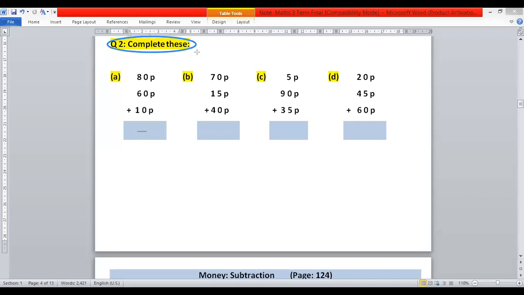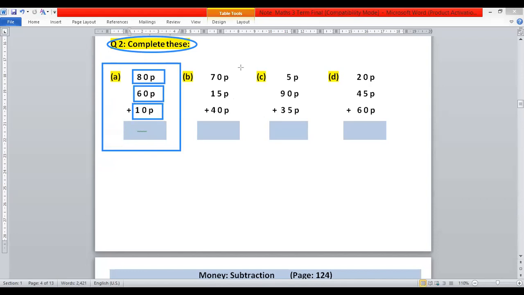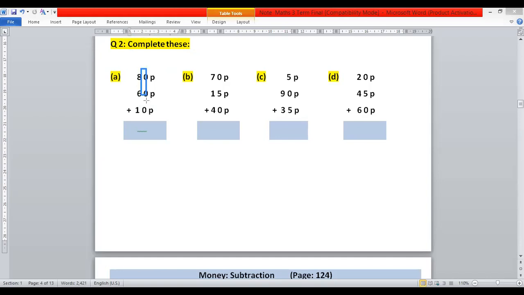Dear students, in question 2, complete these. In question 2, we are going to add paise. And after that, when we get an answer more than 100, we change paise into rupees. So here in question A, part A, 80 paise, then 60 paise, then 10 paise. First of all, we add as we add numbers. First we add 0 plus 0 plus 0, we get 0, then 8 plus 6, 14, plus 1, 15.